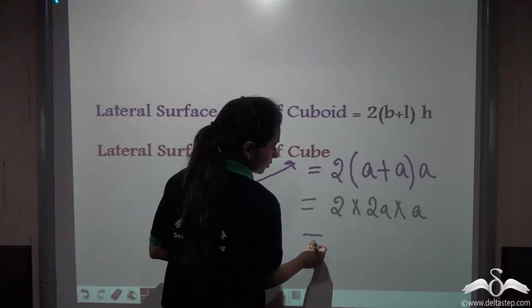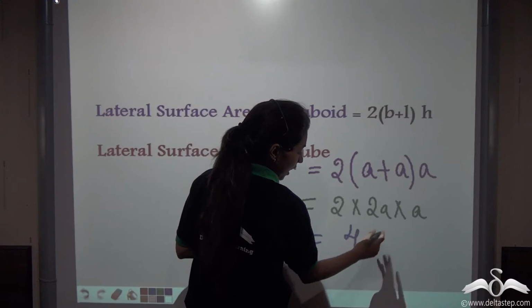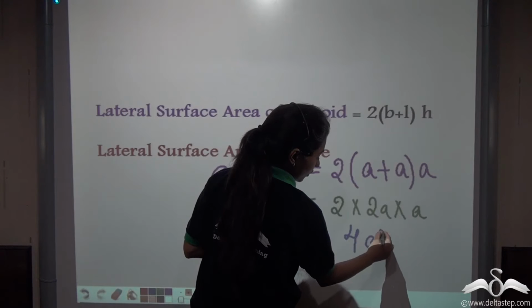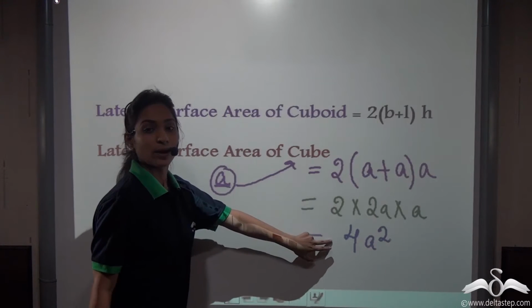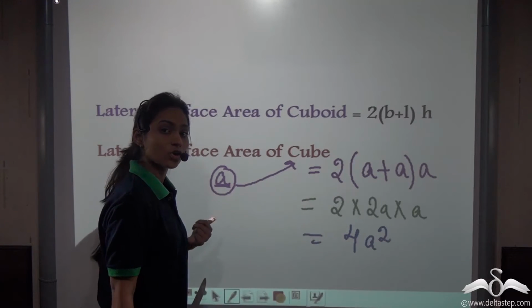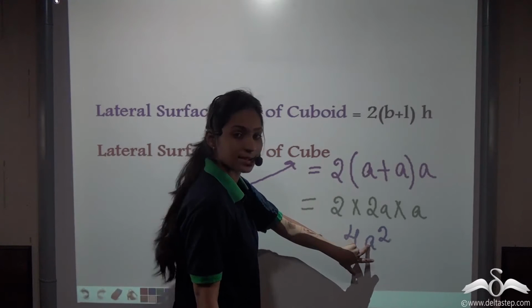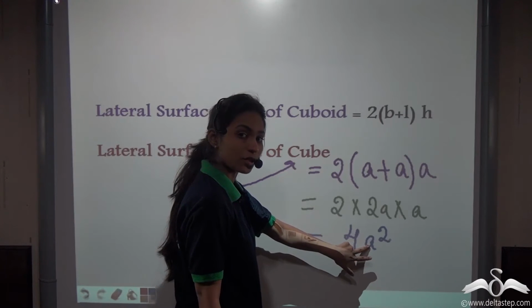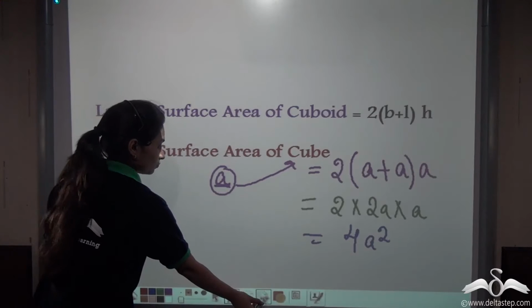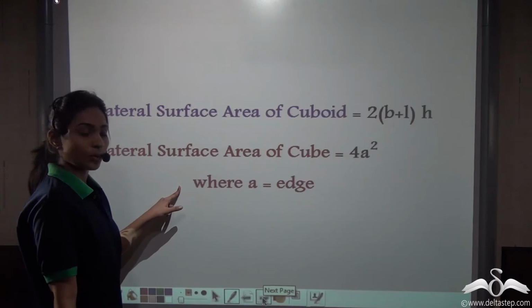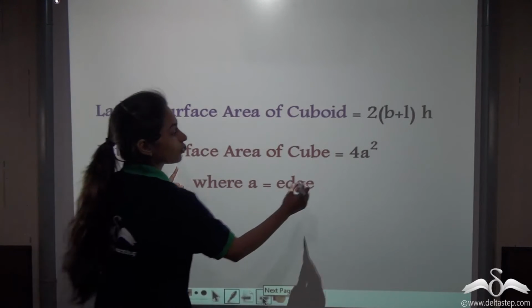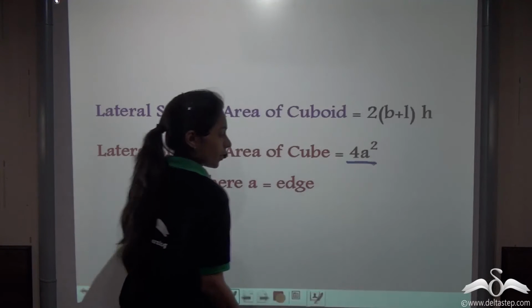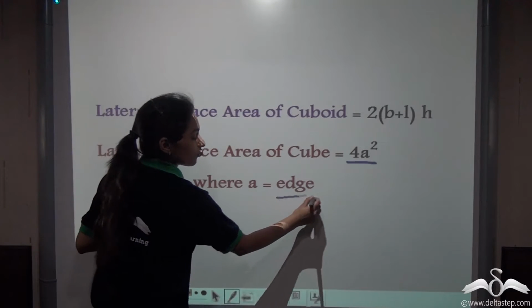So what will we get? 2 into 2, 4, and a into a gives us a square. So this is how we get the lateral surface area of a cube, where a represents the edge or any side of the cube. So we know that lateral surface area of a cube is 4a square, where a is the edge of the cube.